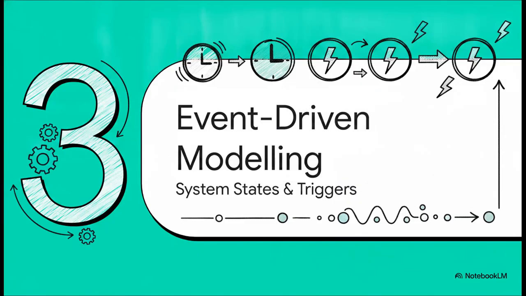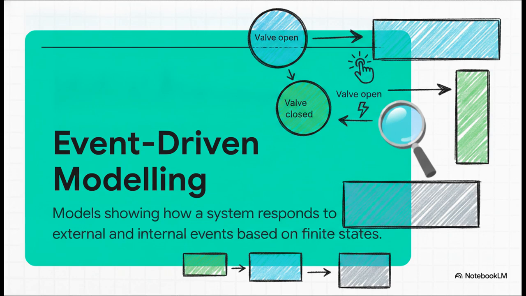Okay, Section 3, Event-Driven System Modeling. All right, let's switch gears. Unlike data-driven systems that are just happily churning through data pipelines, event-driven modeling is built on a different assumption, that our system has a finite number of distinct states, and an event, or a stimulus, is the spark that forces the system to transition from one state to the next. For example, a software-controlled valve moving from an open state to a closed state. This approach is absolutely critical when you're designing real-time control systems.